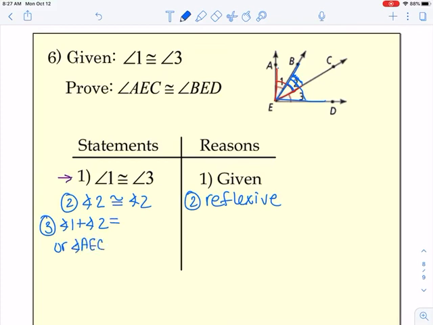And on the other side, I'm going to have angle 3 plus angle 2. Again, I'm adding step 1 plus step 2. 1 plus 2, 3 plus 2. And again, that is going to be angle BED. And that reason right there, we added the same thing to both sides. That's addition. Okay, and that is the basics of a 2-column proof.